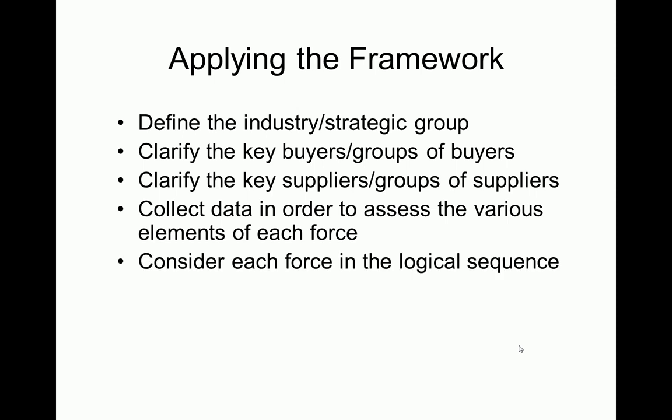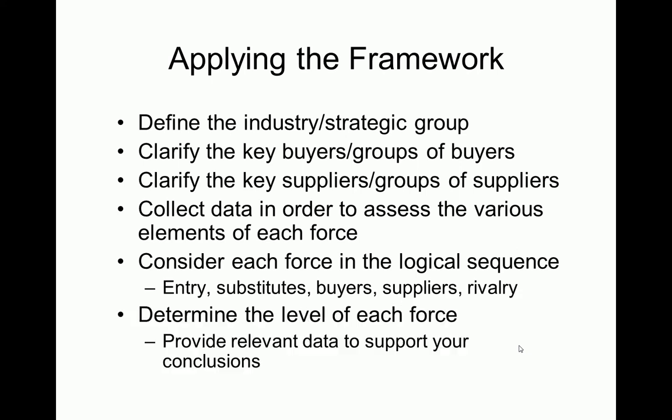You need to consider and present a discussion of each force in the logical sequence: threat of entry, threat of substitutes, power of buyers, power of suppliers, and then consider the individual elements of rivalry and the effect of the other four forces on the level of rivalry. Then you need to firmly determine the level of each force. This is where you have to make a decision. Which do you think are low, medium and high? And you have to provide data to support your conclusions.